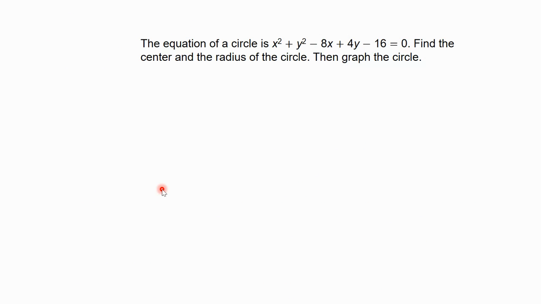Okay, so this problem is actually related to what we did on Friday, which is completing the square. What this is saying is the equation of the circle is x squared plus y squared minus 8x plus 4y minus 16 equals 0. We want to find the center and the radius. In other words, we need to put this in standard form or center radius form, and then we want to graph the circle.